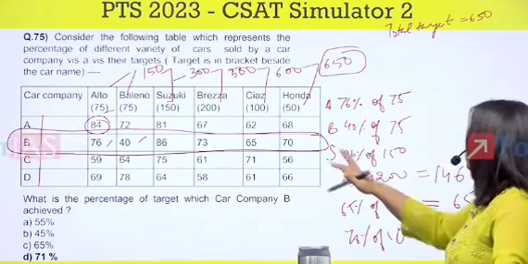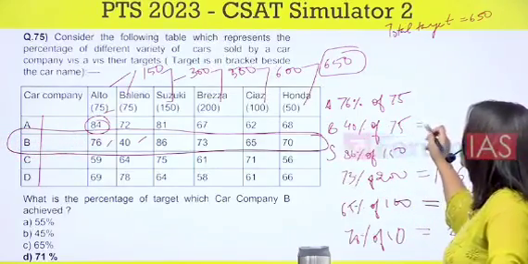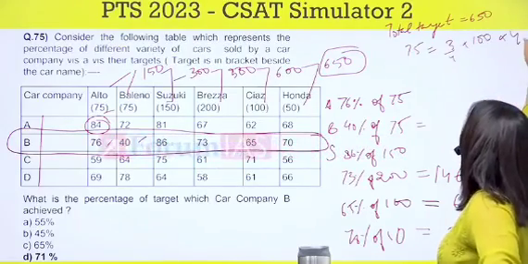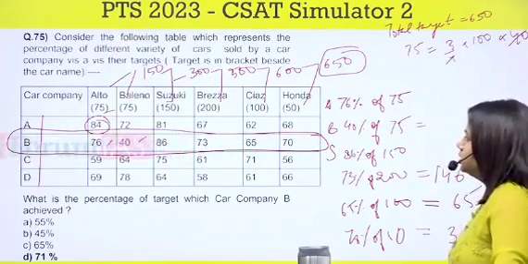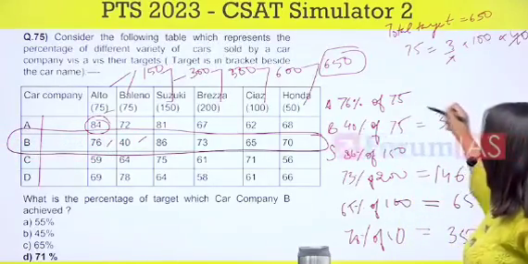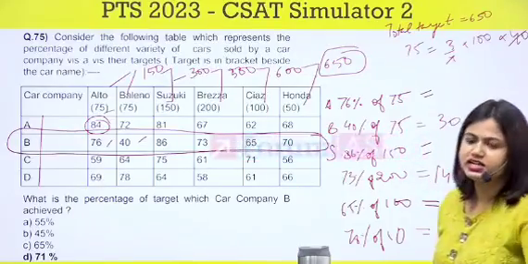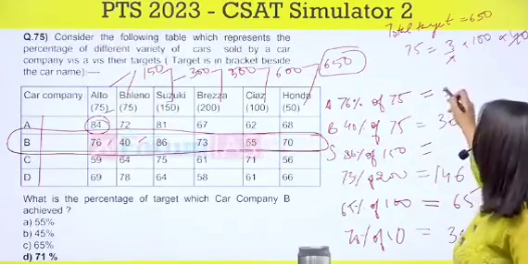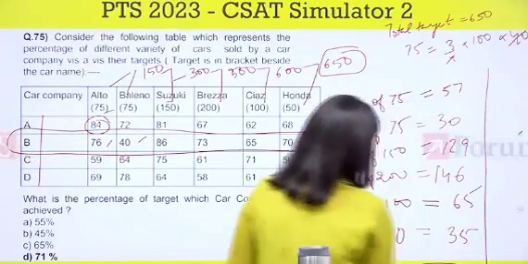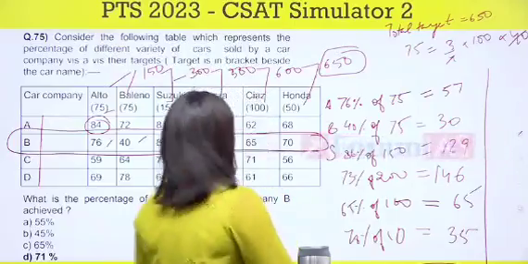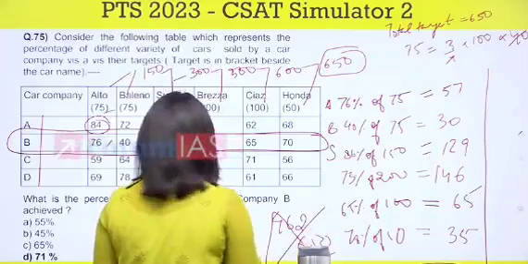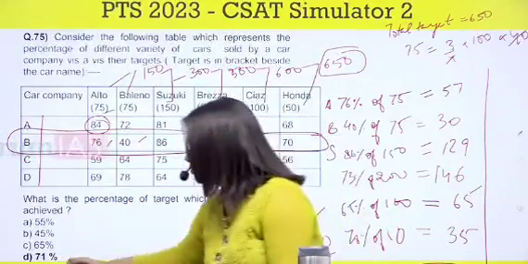Then 40% of 75. Please remember, 75 is 3 by 4 of 100. So 40% of this will simply be how much? 30 cars, right? So this is just 30. 76% of 75 I have to calculate, 86% of 150 I have to calculate. This is 57 and this is 129. Now I have to add these together, right? This comes out to be 462. Now 462 upon 650 is what percent of their target? It is 71% of their target.